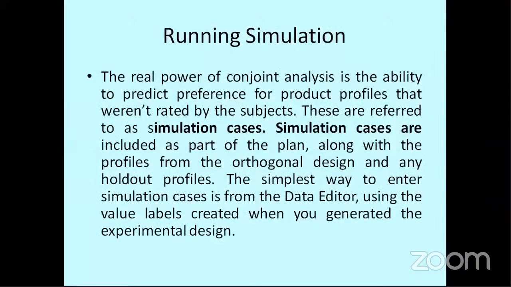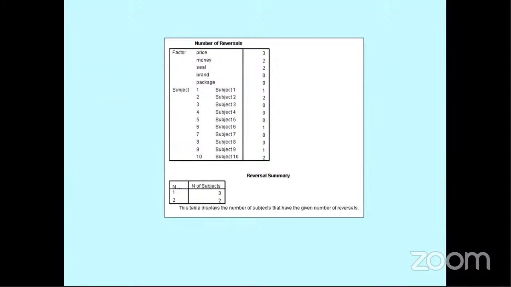So there are 3 such people. There are 3 such people who have made the sign reversal in case of price, in case of money, and in case of seal. They have made the reversal. They are going against the decision, against the normal rule.